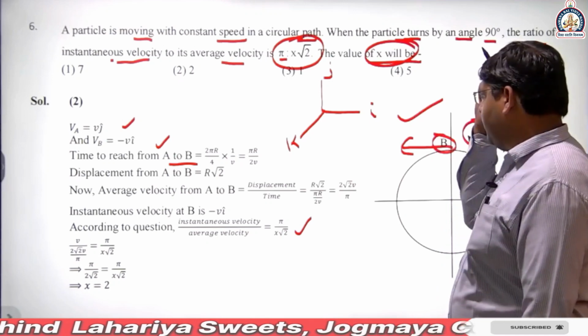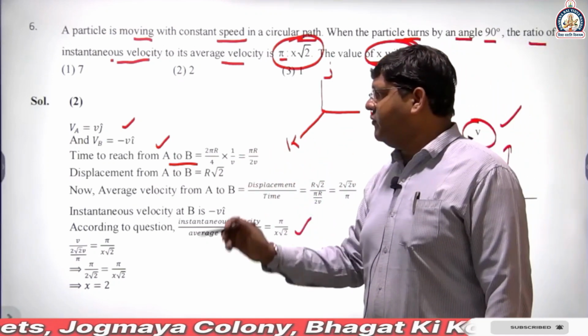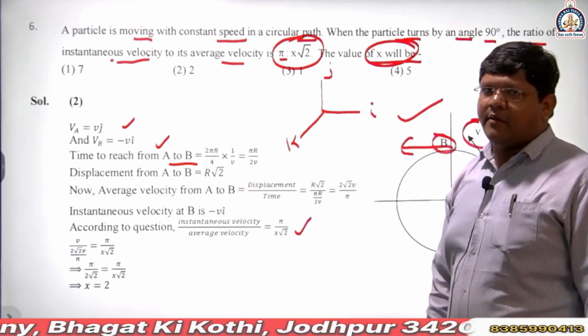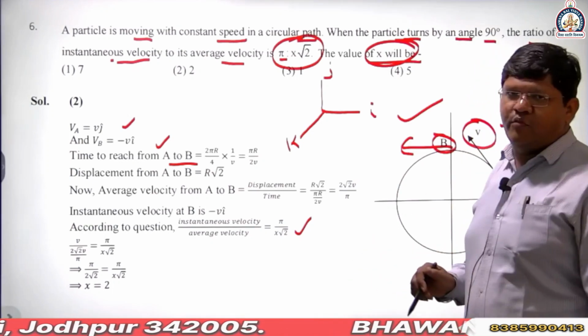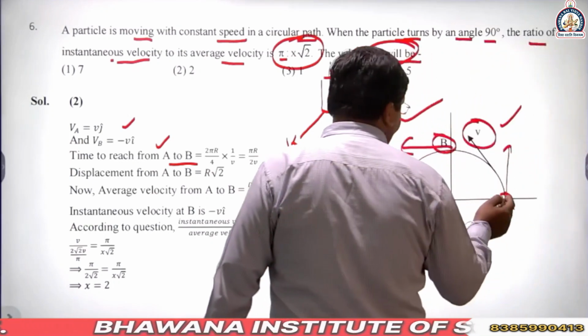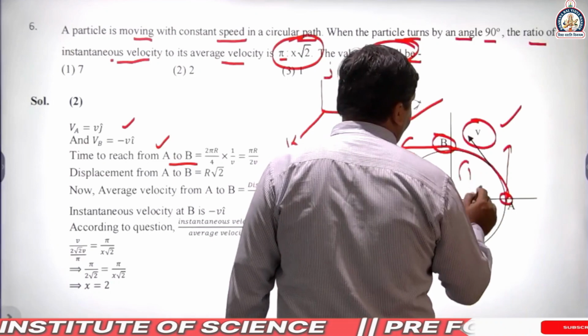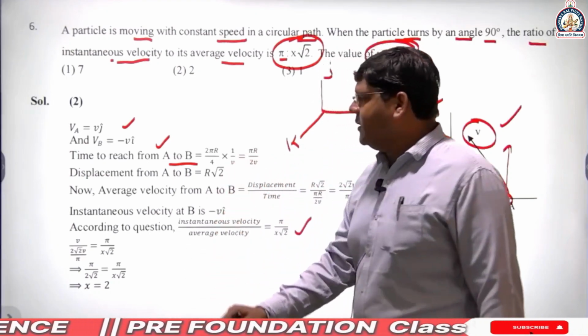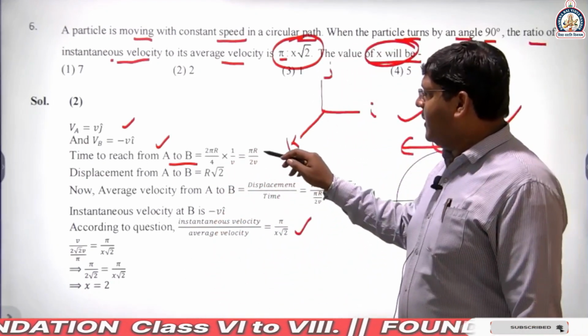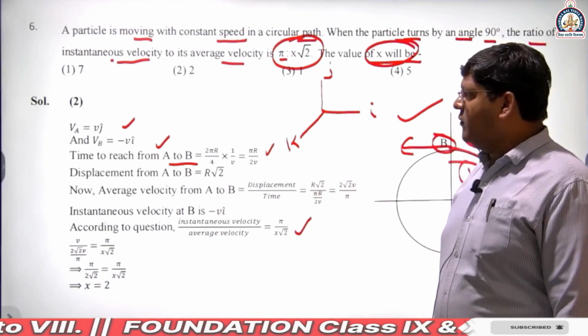Now, time to reach from A to B is 2 pi r upon 4. Why have we written 2 pi r upon 4? Because the complete circumference is 2 pi r, and from A to B this is one part out of 4. That's why it is 2 pi r upon 4 into 1 upon V. Time comes out to be pi r upon 2V.